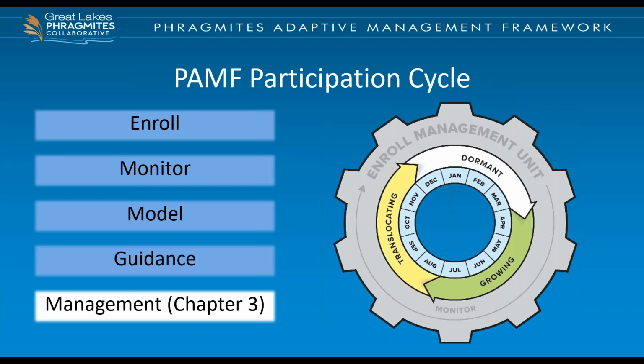Phragmites management happens throughout the year, with one management action occurring in each biological phase, as shown in the cycle image. Management is covered in Chapter 3 of the PAMF Participant Guide.